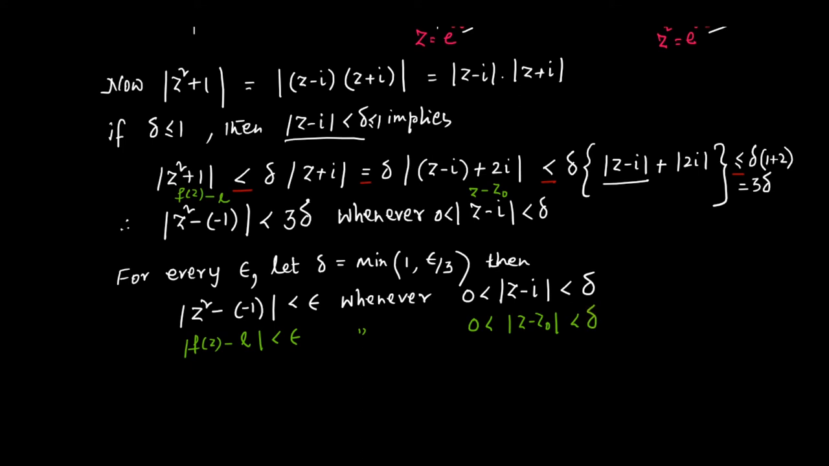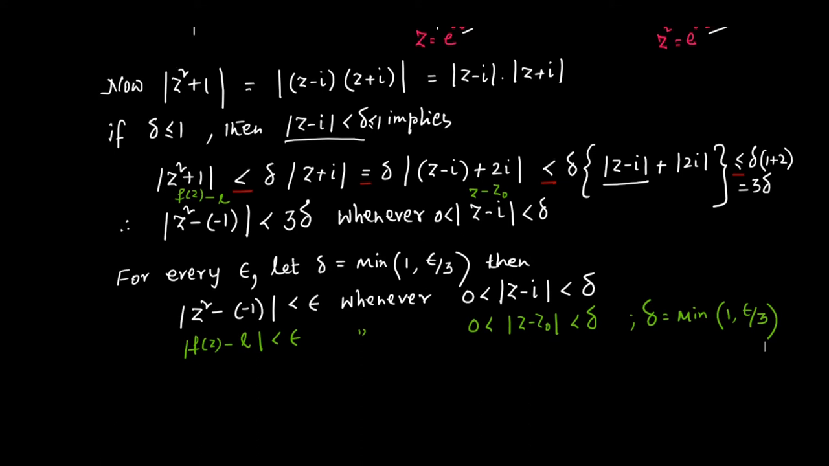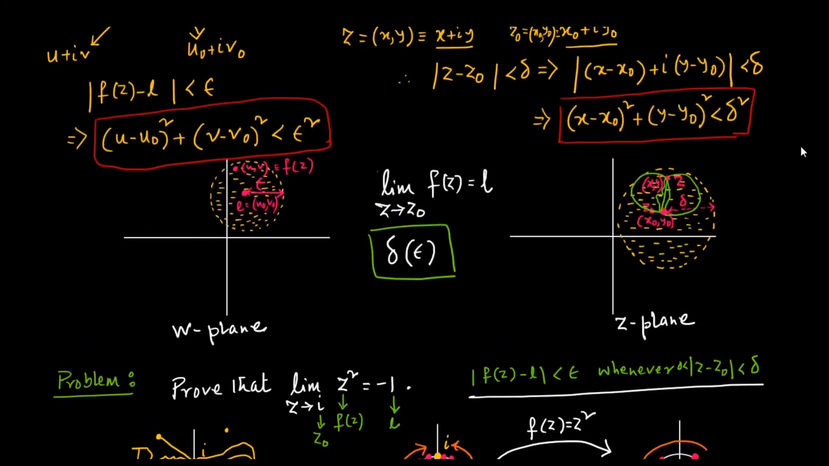And we have shown that this delta is equal to minimum of 1 and epsilon by 3. So if you give me any epsilon, I can tell you what is the delta that should be chosen. That means if you give me any epsilon in this diagram, so that f(z) and l are lying in this kind of an open circular disk of radius that epsilon, I will tell you what will be the radius of that open circular disk where both z and z0 will lie.